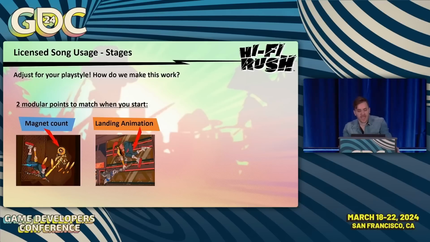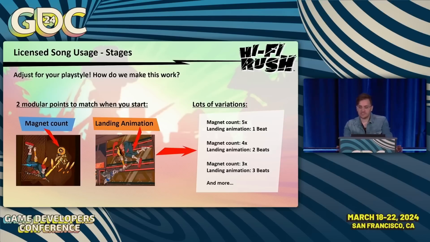So depending on what beat you grabbed the first magnet and how many beats were left until the song needed to naturally change over, we would adjust how many magnets you had to grab and how long the landing animation was. And there were lots of mixes and matches. For example, 5 magnets or 1 beat animation, or 4 magnets or 2 beats of landing animation. And I think there were up to 18 different combinations in this case of how this could play out.